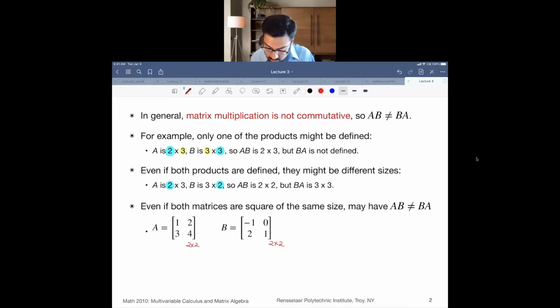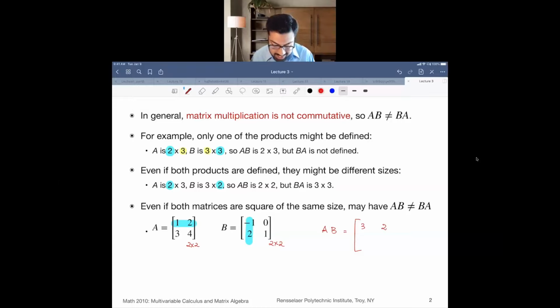So clearly everything is 2, so the sizes will match up. Let's try to see what happens when you do A times B, right? So if you do A times B, the first entry will be this row, this column, right? So that'll give you the row 1, column 1 entry of AB, which is simply going to be -1 plus 4. So you get 3 there. And then first row, second column will give you the row 1, column 2 entry in the product. So 1 times 0 plus 2 times 1 will simply be 2.